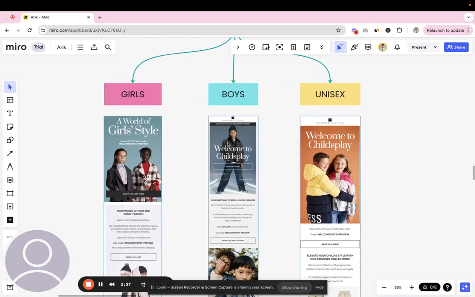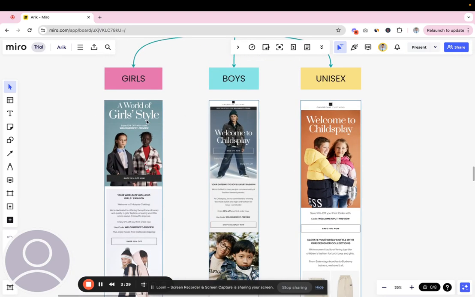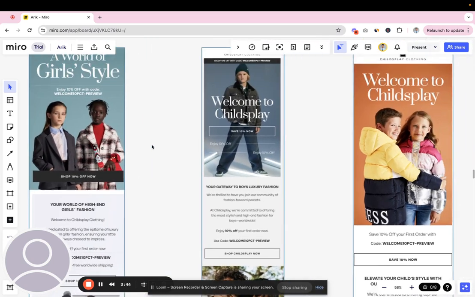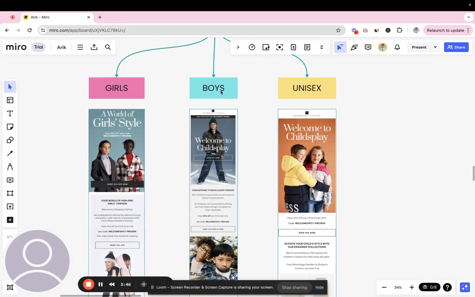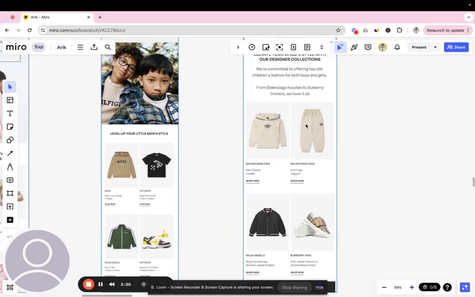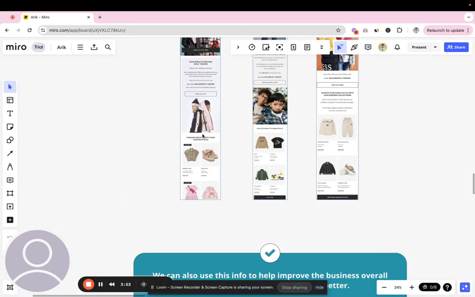So if it's mothers shopping for their girls, look at this, a world of girls style. Is a mother who's shopping for a boy going to relate to this? Probably not. They're probably just going to click away. But if it's specific to, hey, they're already shopping for their daughter, they're going to really relate to this. This makes sense, same with shopping for boys and unisex. You can see these examples: nothing crazy, just very tailored approaches.